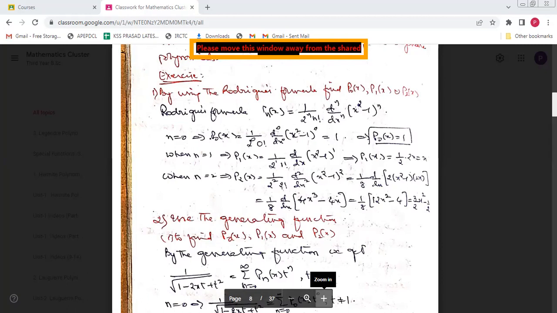By using Rodrigues' formula, find P0 of x, P1 of x, and P2 of x.